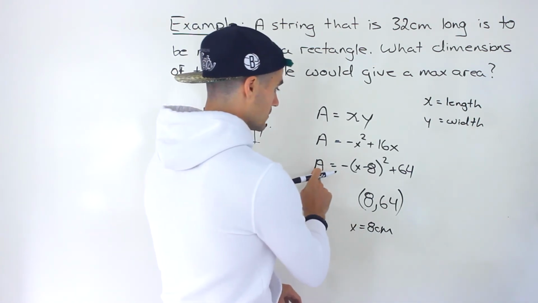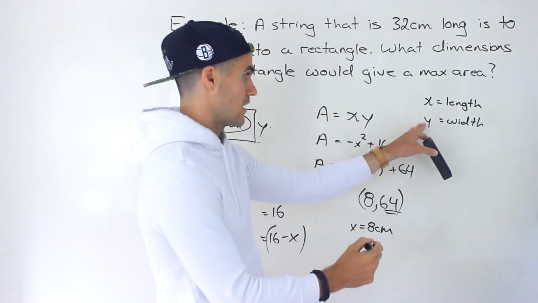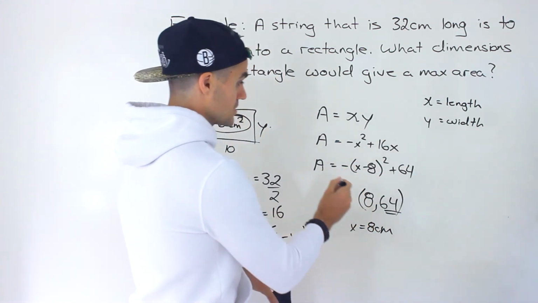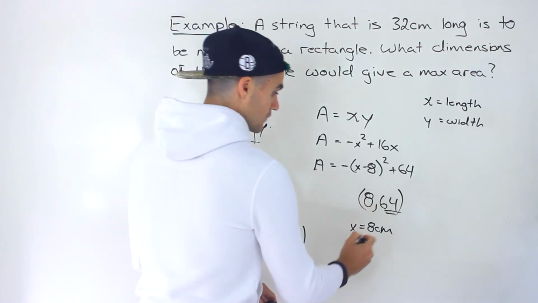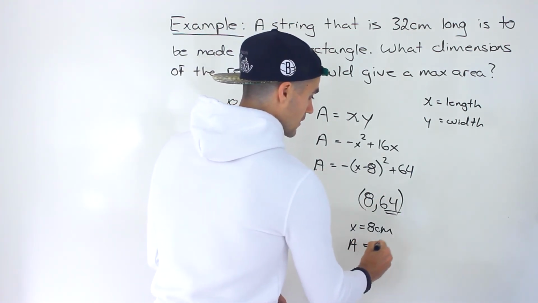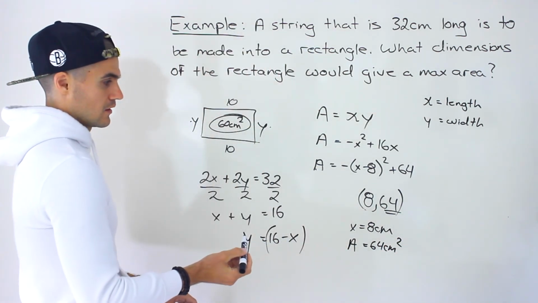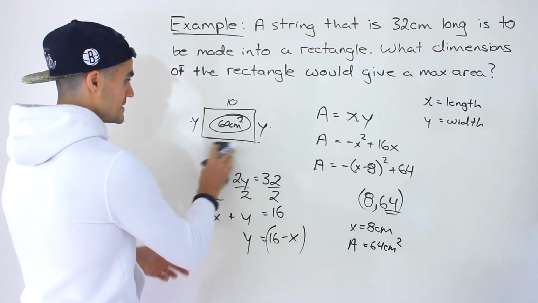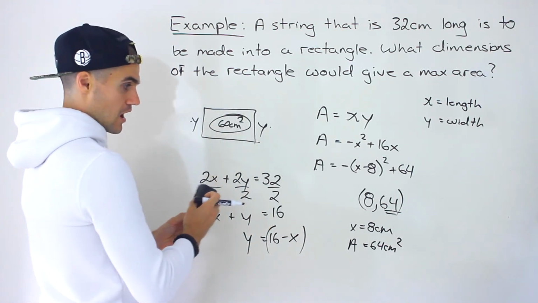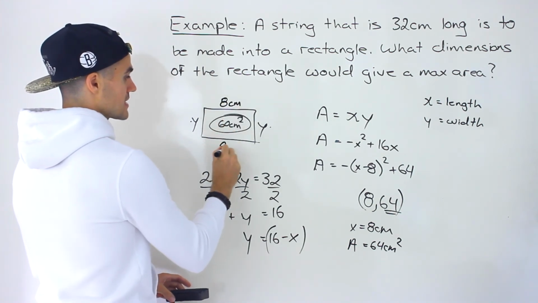And because it's in terms of a, the dependent variable in this case is the a, which would give us the area right there. And so that ends up being the answer. So basically a length of 8 centimeters.